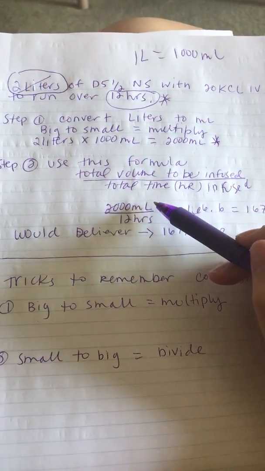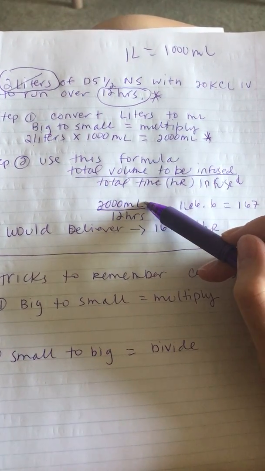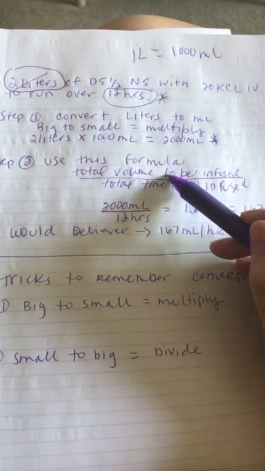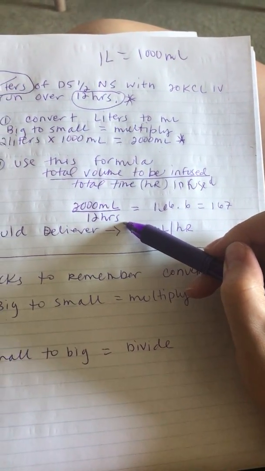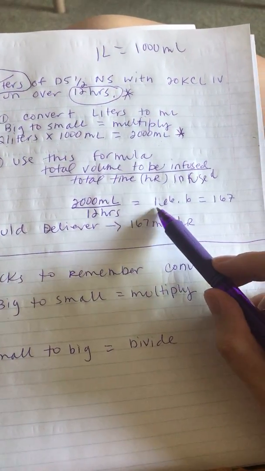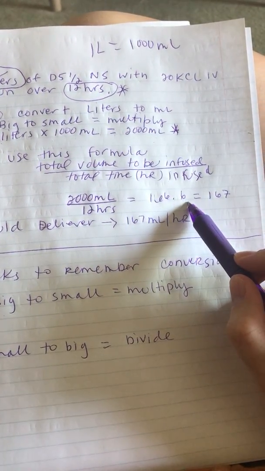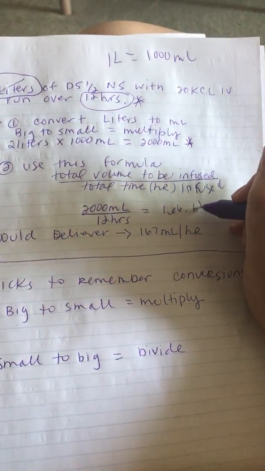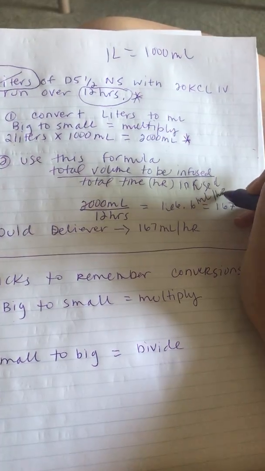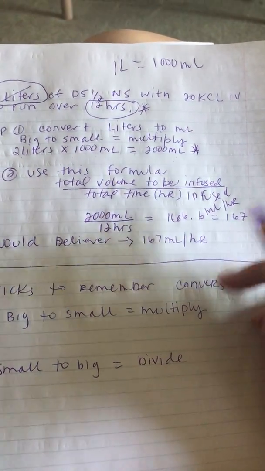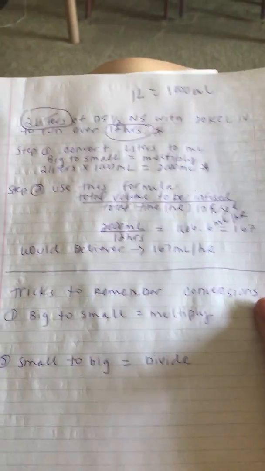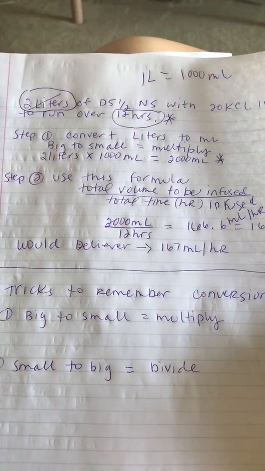So now we're going to take 2,000 milliliters, using this formula here, divided by 12, which is going to give you 166.6 milliliters per hour, right? But we know that we're going to give it in an IV, so we can't do decimals in an IV pump. So what are we going to do?